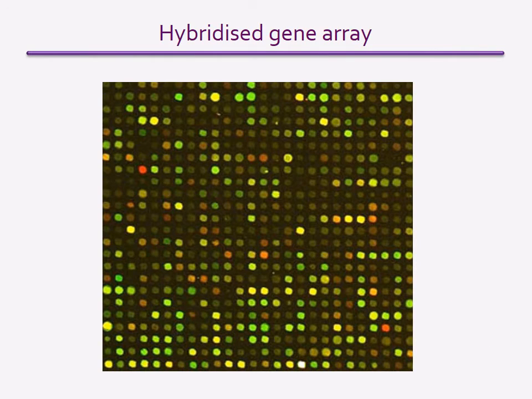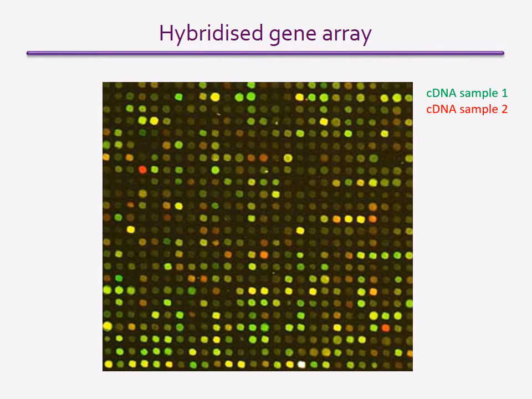This slide shows a fluorescence image of a portion of a treated gene array. A mixture of two samples of cDNA was applied. One sample was labelled with a green fluorescent dye, the other with a red fluorescent dye. The colours you see represent the differential signals from the two samples.